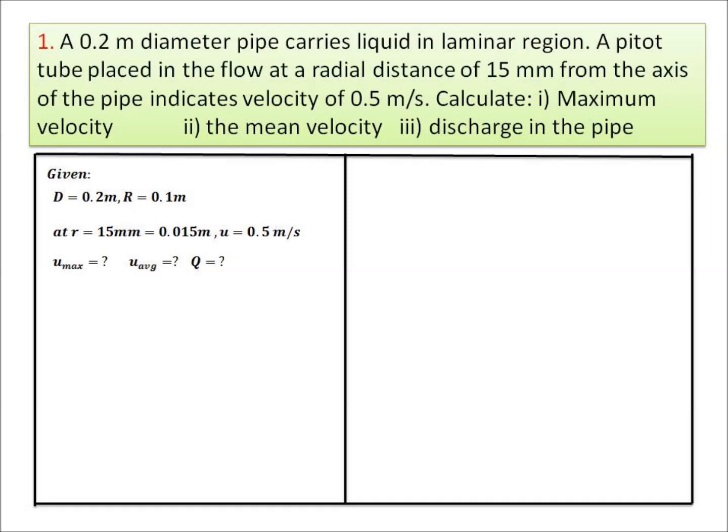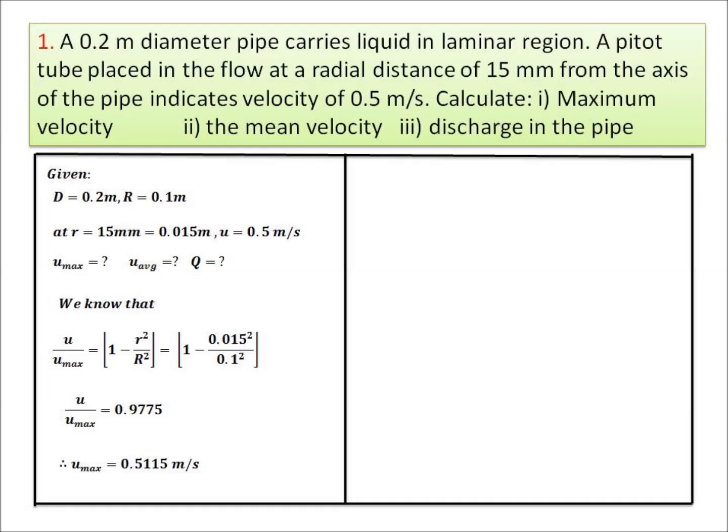So here the pipe diameter is given, it is 0.2 meter, while from this we can get a radius as 0.1 meter, and there is a pitot tube placed in a pipe which is measuring a velocity at a distance of 15 millimeter from the center. So the radius is 15 millimeter, that is 0.015 meter, while the velocity at this point is 0.5 meter per second, and you have to calculate maximum velocity and mean velocity and discharge in the pipe.